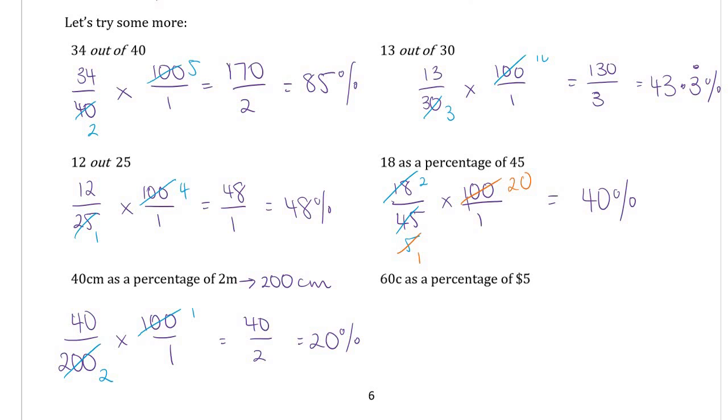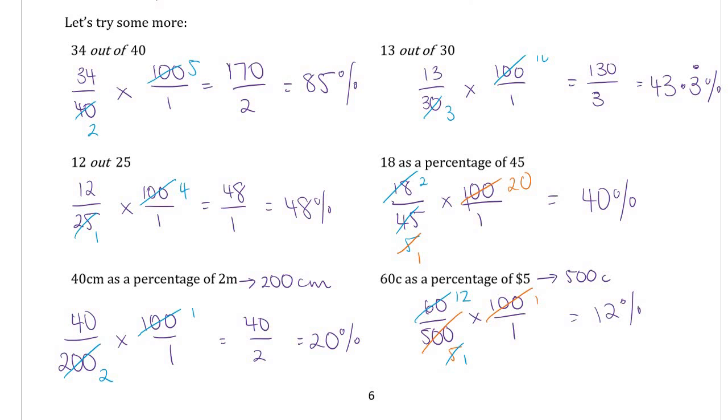Okay. Then 60 cents as a percentage of $5. Once again, make these both the same unit. I'm going to have 60 over 500 times 100 over 1. Cross cancel here a bit. We can divide both of those by 100. And then I can simplify that 60 over 5 by dividing both by 5. So now I have 12 times 1 over 1 times 1, which is 12%.